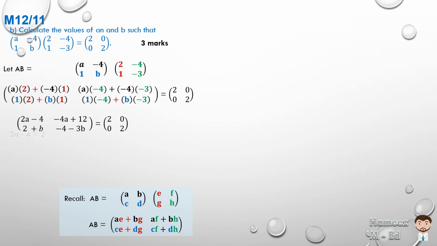I'm just choosing the first one: 2a minus 4 is equal to 2. You could have used the second one, minus 4a plus 12. Either one is still going to get the same answer, so you could try it afterwards. So 2a minus 4 is equal to 2.